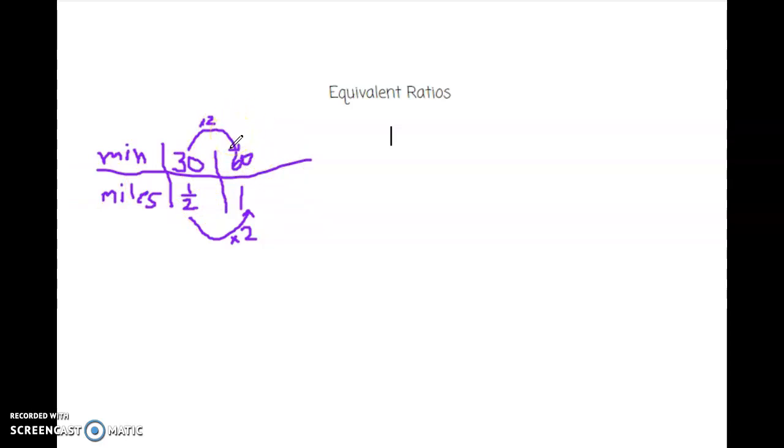Okay, let's try another one. If a student walked 1/4 of a mile in 5 minutes, how fast was he walking? What was his pace per mile? It's asking per mile again, so we're going to want to get our miles to 1 in order to figure that out. I'm going to abbreviate miles this time. Going back to the problem, it says the student walked 1/4 of a mile in 5 minutes. So I'm going to write 1/4 of a mile and then 5 minutes.